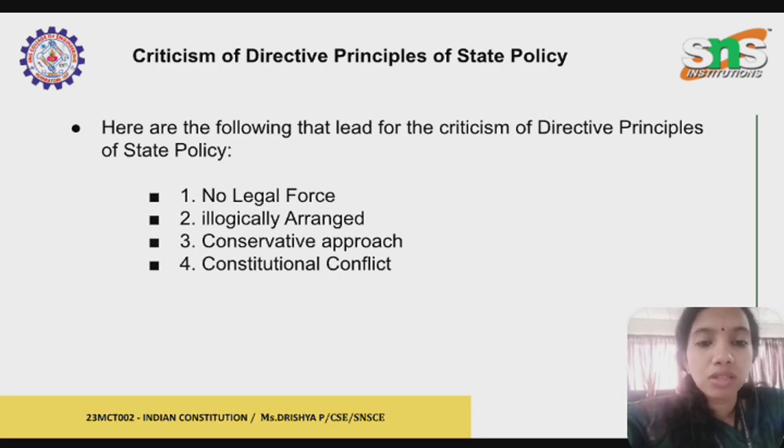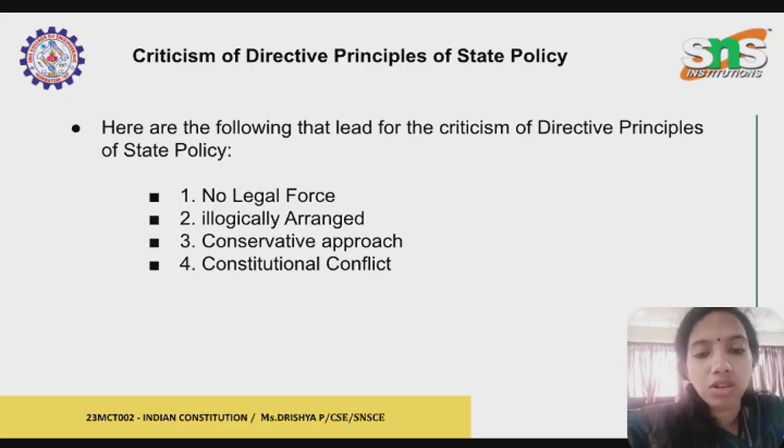Now the directive principles of state policy have some criticism. Here are the following points that lead to the criticism of directive principles of state policy. There are four criticisms. First one is no legal force. The second one is illogically arranged. Then conservative approach, and constitutional conflict. Those are the four criticisms of directive principles of state policy. Then we will discuss these four in detail: what is no legal force, what is illogically arranged, what is the conservative approach criticism, and constitutional conflict.